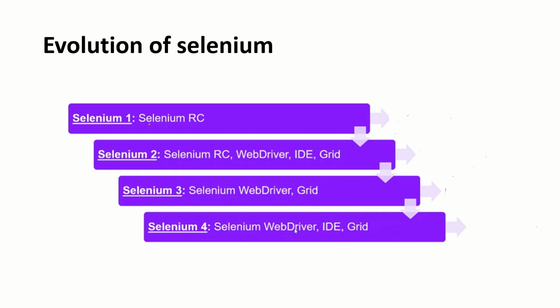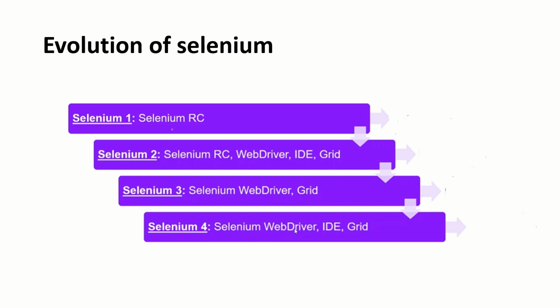Now before we move into each component, we will see the evolution of Selenium, like when it was started and where we are today. Let's have a look at this picture. It looks like a step diagram where you can see Selenium 1, 2, 3, 4. What is this all about? It's nothing but the versions we have in Selenium.